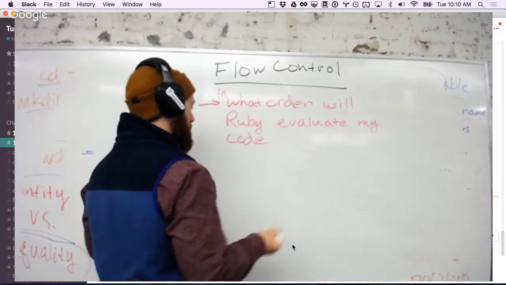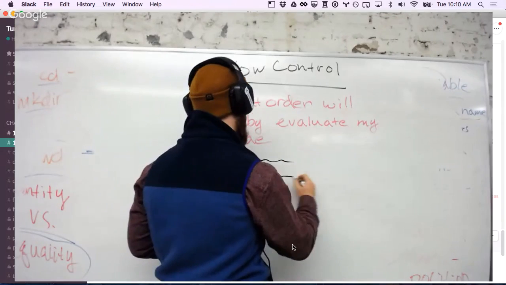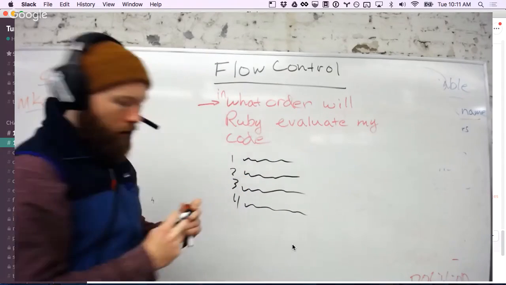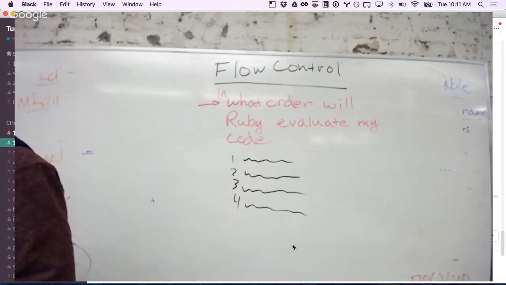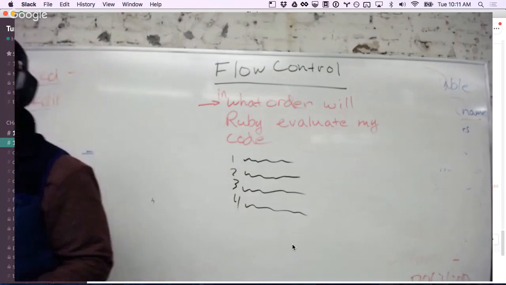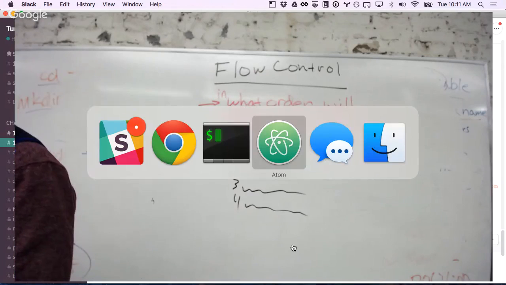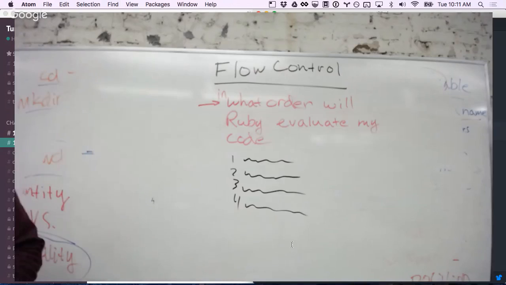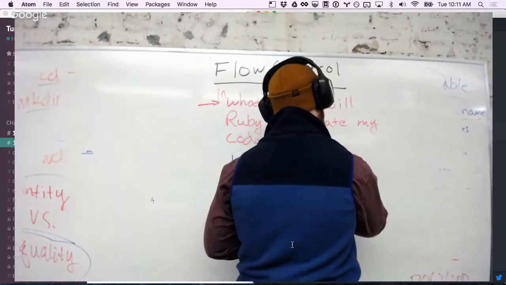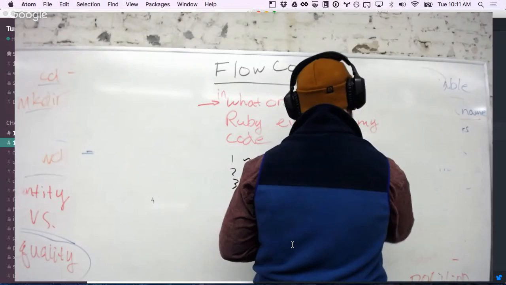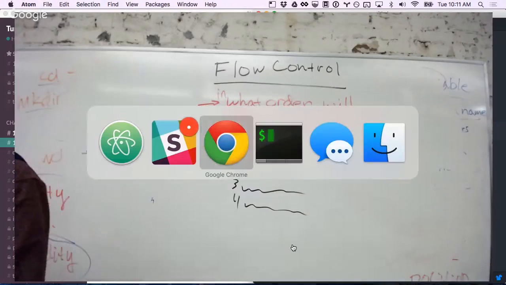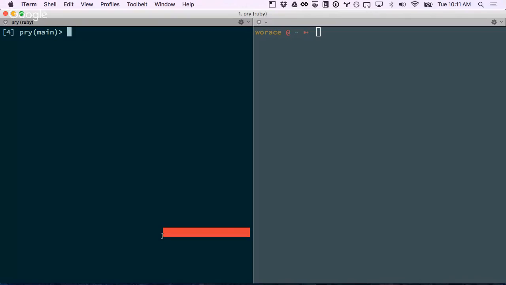So I've got some lines of code. One, two, three, four, etc. And we want to start to build up our mental model of how Ruby is going to handle these kinds of things. And the first question to ask is, what is the basic model for flow control? What are the basic rules?